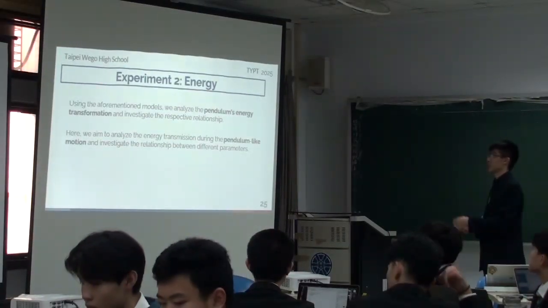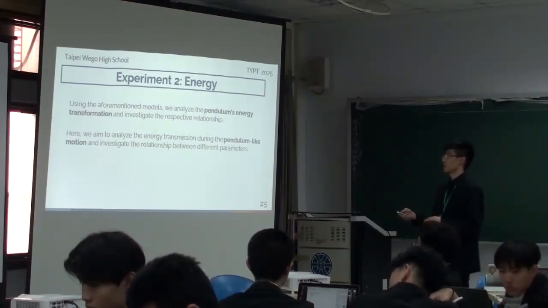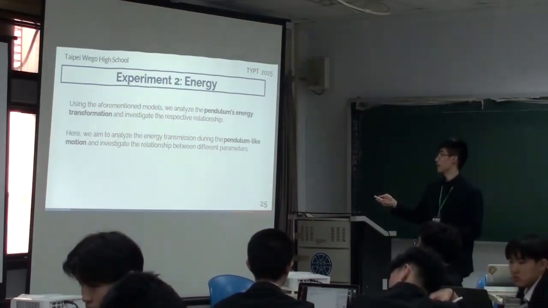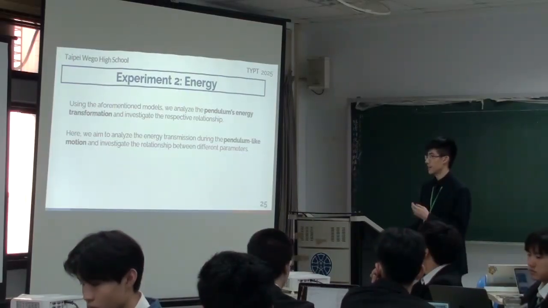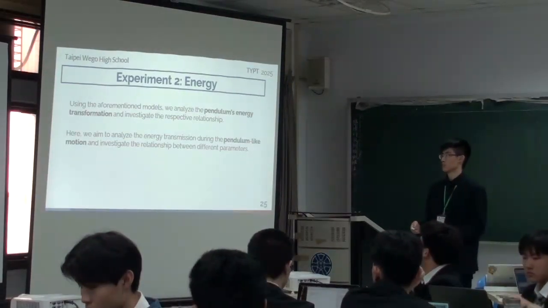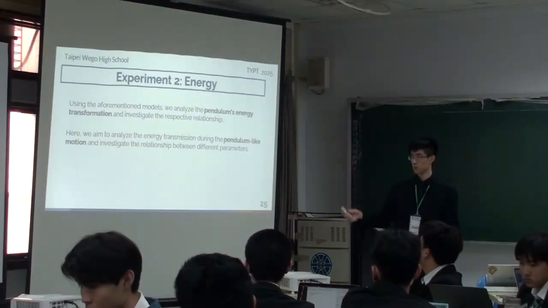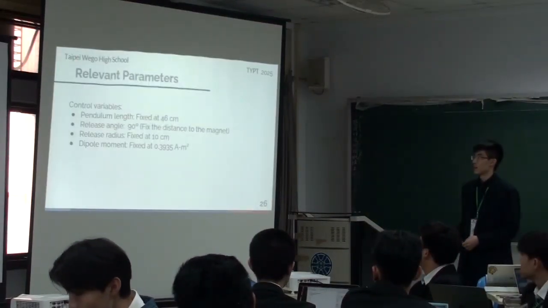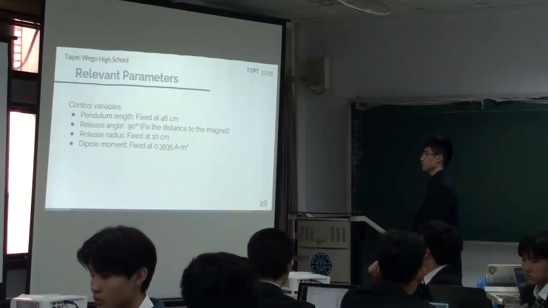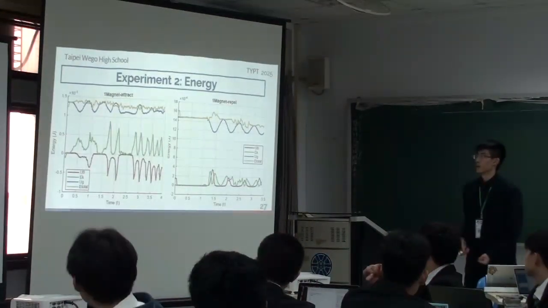And in experiment 2, using the formation models, we will analyze the pendulum's energy transformation and investigate the respective relationship. Here, we aim to analyze the energy transmission during the pendulum-like motion and investigate the relationship between different parameters. Here are our control variables, and this is our result.